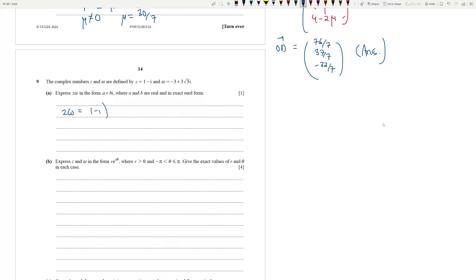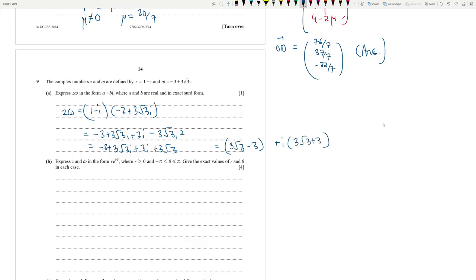So 1 minus i times minus 3 plus 3 root 3 i. So that is minus 3 plus 3 root 3 i plus 3i minus 3 root 3 i square. So this is basically minus 3 plus 3 root 3 i plus 3i. i square is minus 1, so plus 3 root 3. So we get 3 root 3 minus 3 plus i times 3 root 3 plus 3. This is basically it.